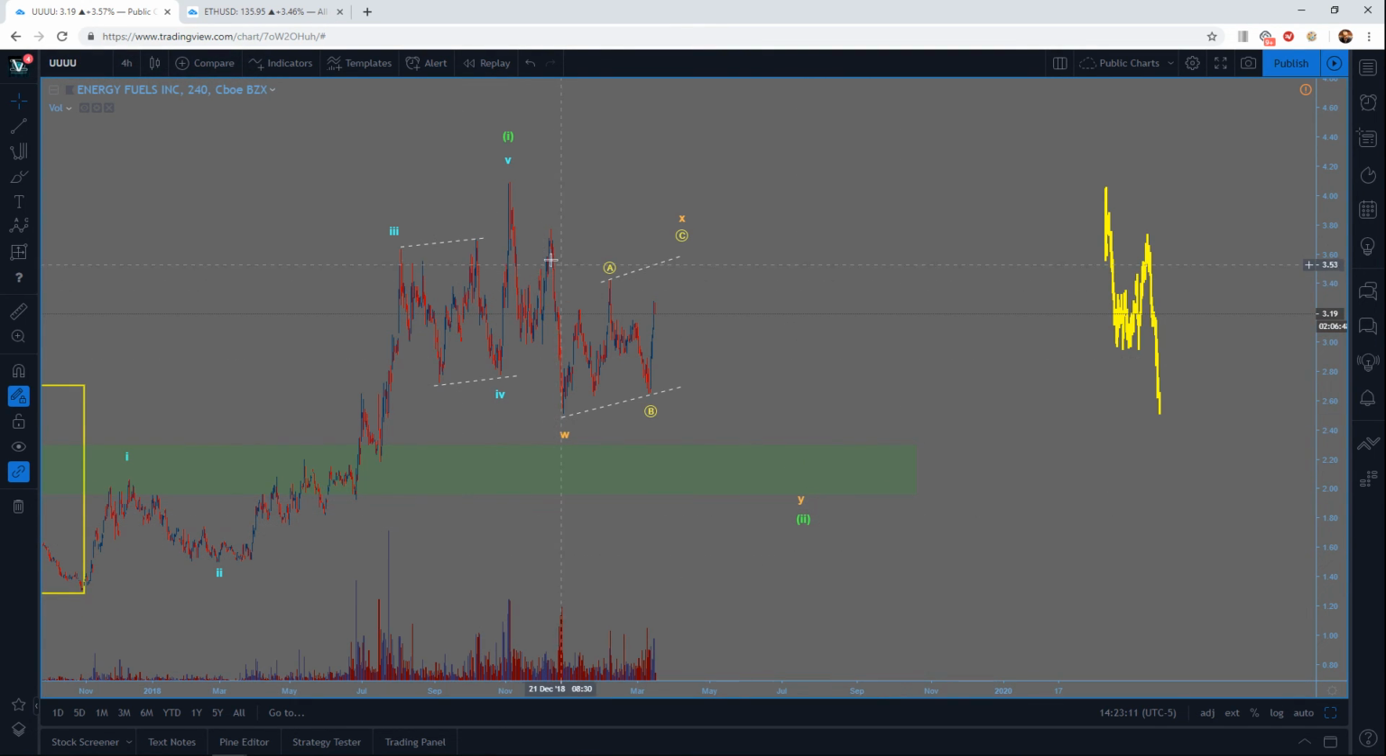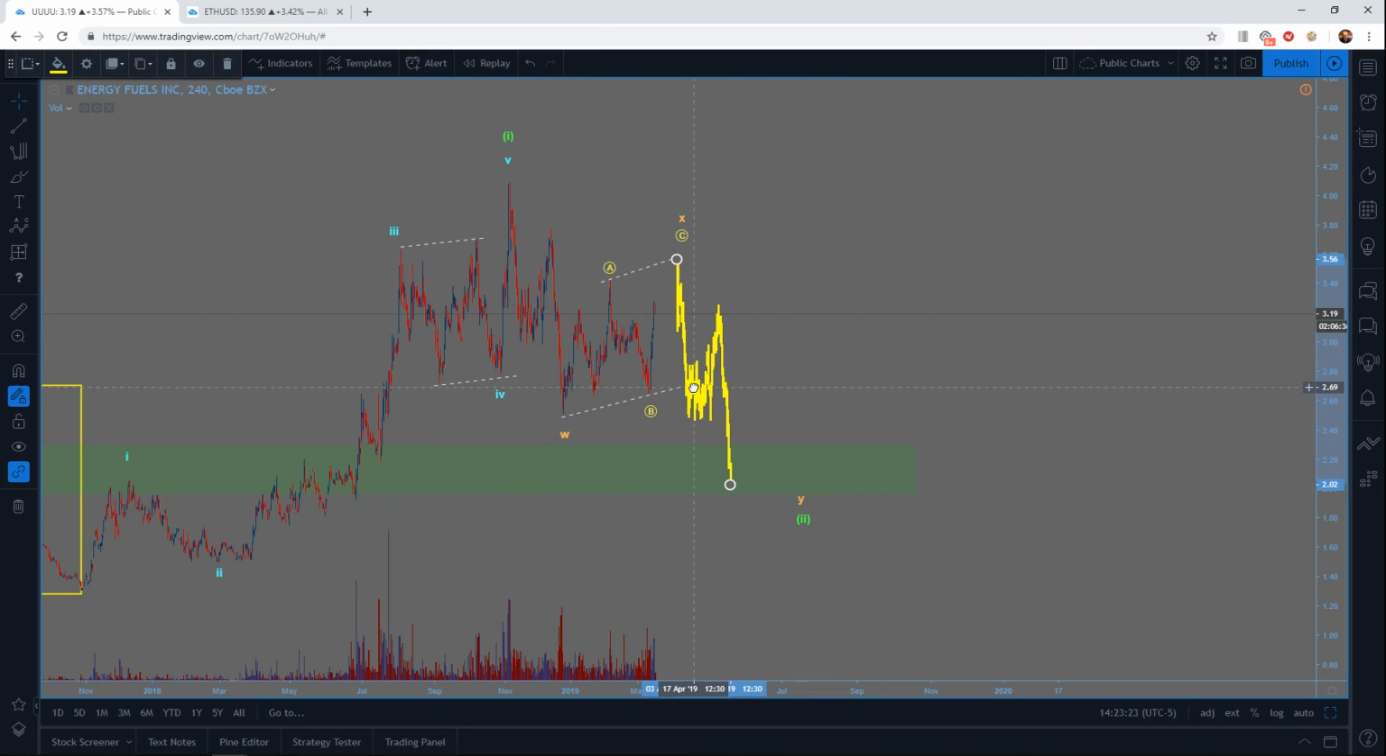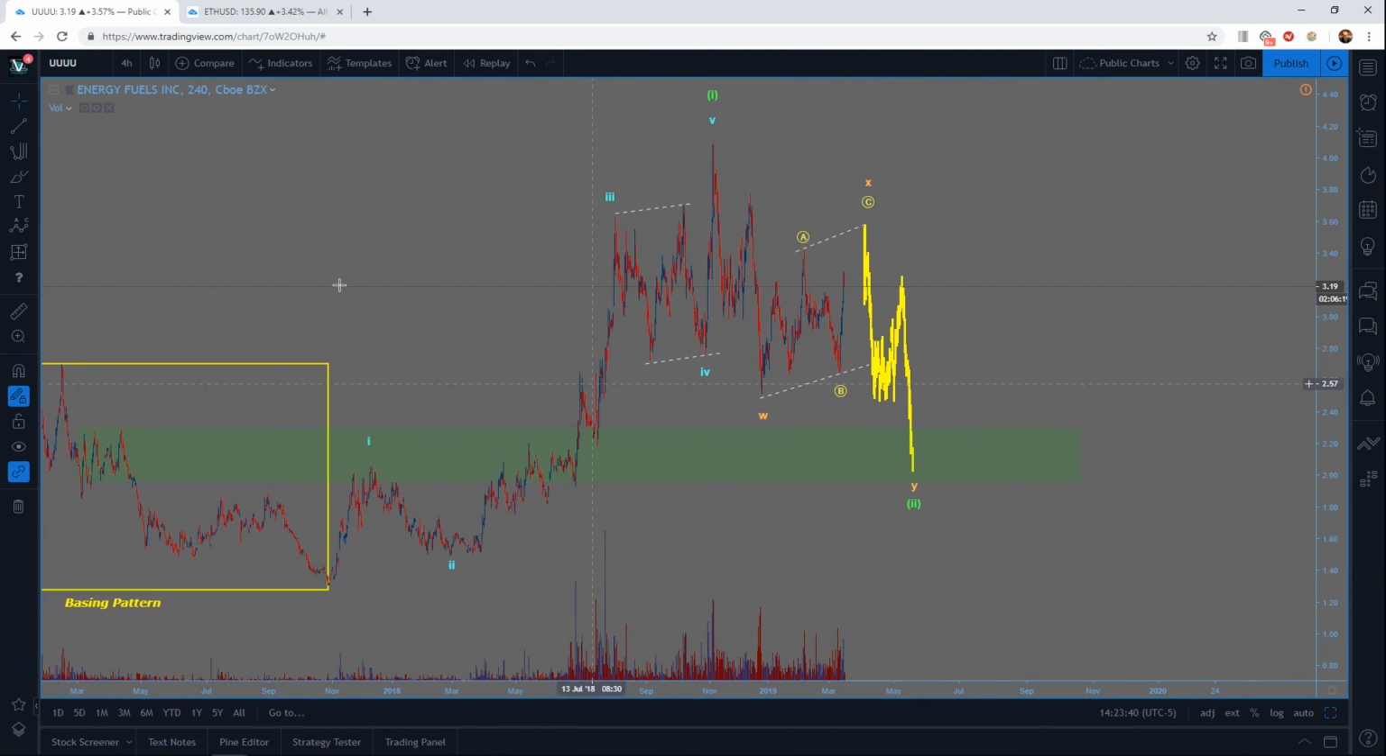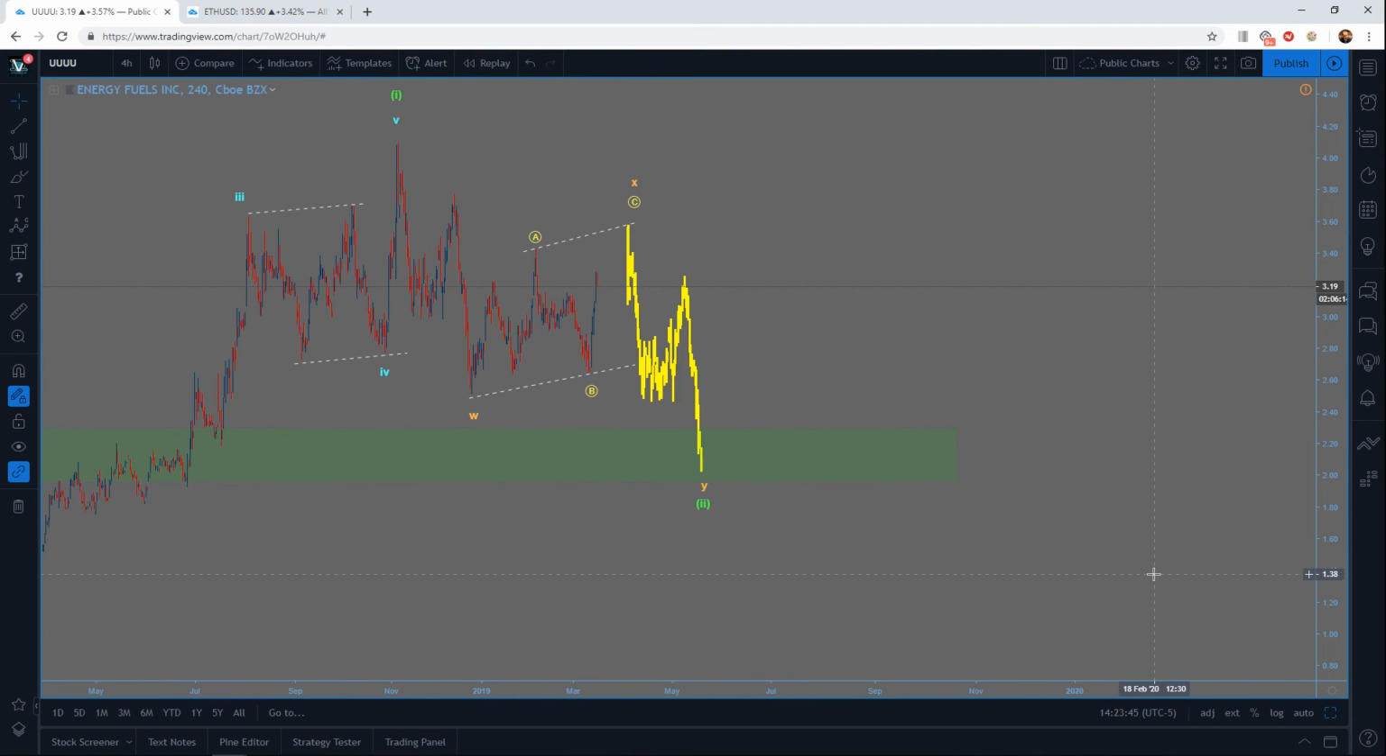Time-wise, we haven't quite completed a 1-to-1 in terms of the impulse took longer than the correction has, and even if the correction ends here, where I'm projecting here, somewhere in this range, this would be less than a 1-to-1. That is pretty common for wave 2s though. 2s tend to be sharp in nature, and we've already been basing since the end of 2016. So this is personally what I'm looking for.